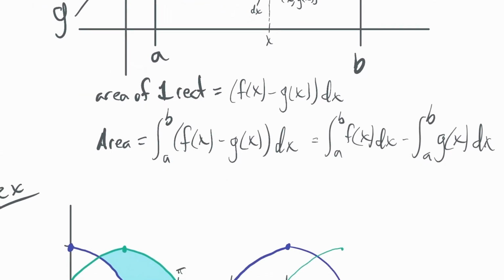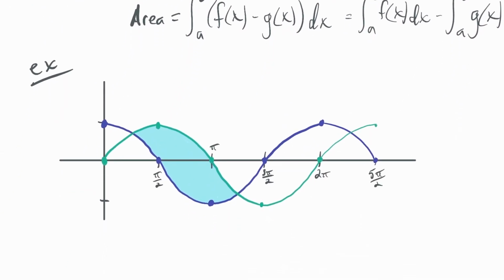So let's do an example. I've got two functions here. I've got sine and cosine. You might recognize them. And I want to find the area of that blue or teal highlighted region. Okay, so the blue function is cosine, the green function is sine.